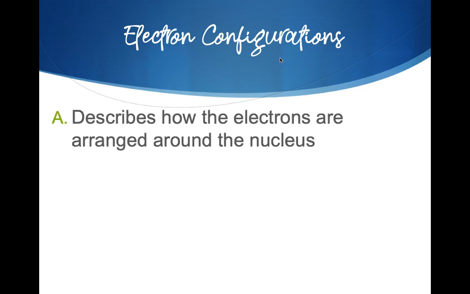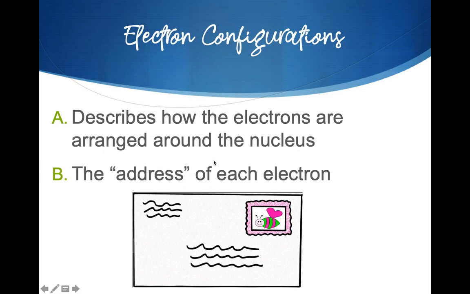All right, so we're going to learn something called electron configurations. That's the thing that will answer the EQ for today. So an electron configuration describes how those electrons are specifically arranged around the nucleus. It's like the address of each electron.